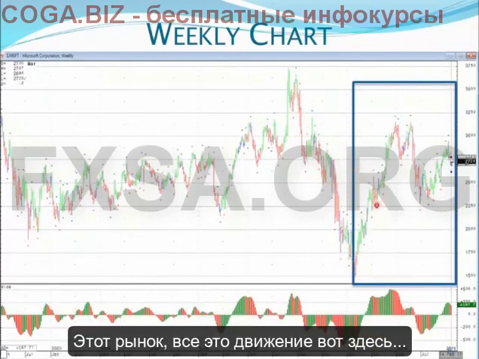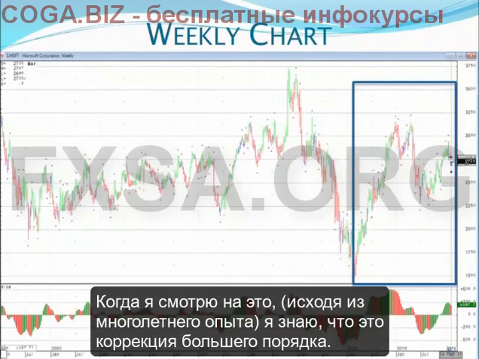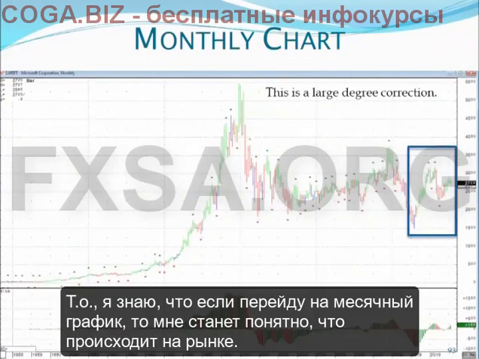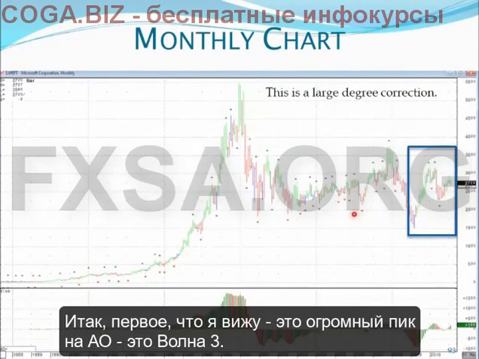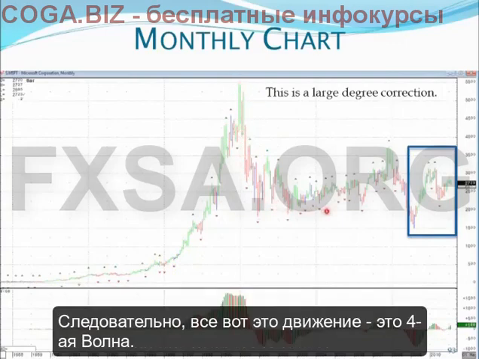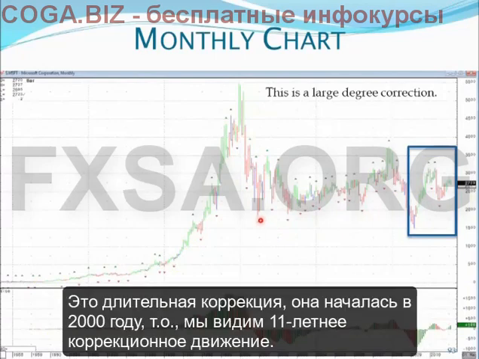This market, this whole action here, when I look at this from years of experience, I know that's a correction of a larger degree. So I know instantly going to a monthly chart is going to be the answer for me to get an idea of what's happening. So the first thing I see is this large, huge peak on the AO, which is a wave 3. Probably will turn into a wave 1, looking at what's happening, but now it's a wave 3, meaning that this entire move here is a wave 4, a long correction.